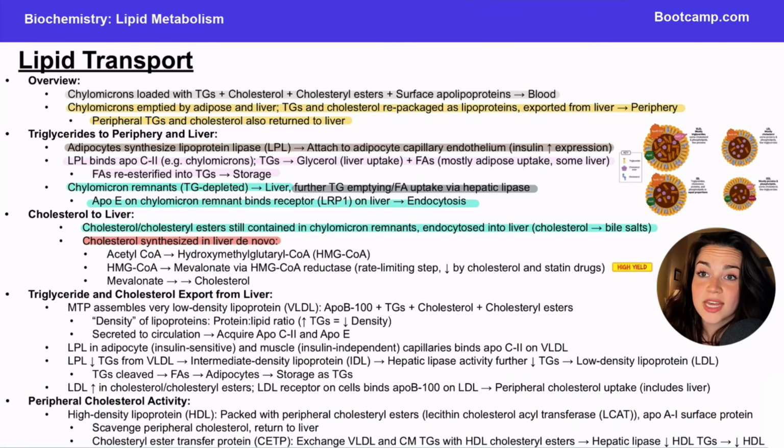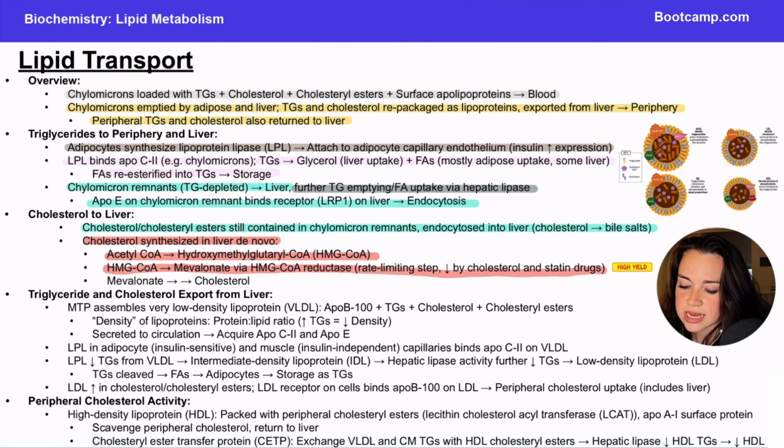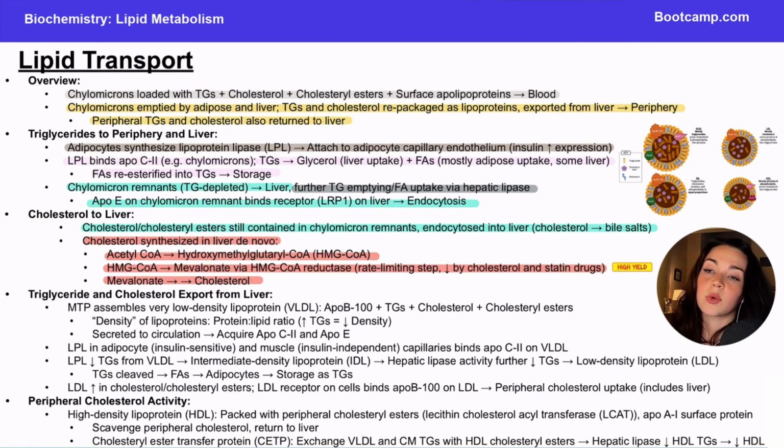So once we had formed that acetyl CoA from the citrate via the ATP citrate lyase, we could turn that acetyl CoA into HMG CoA. Then that important rate limiting step that was high yield, our HMG CoA turned into mevalonate via that enzyme HMG CoA reductase. And the activity of that rate limiting enzyme was decreased by both statin drugs and cholesterol. And then once we had that mevalonate, there were some more steps in there that we weren't too concerned with, where we ended up with new de novo cholesterol being synthesized.